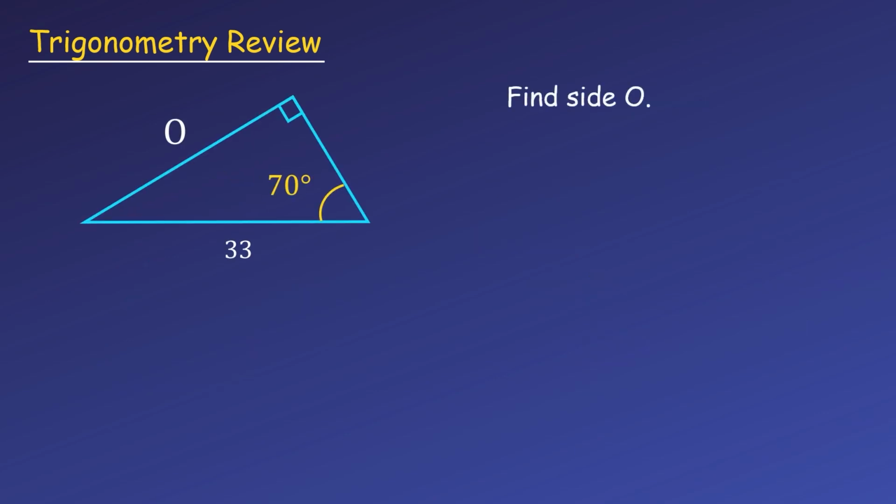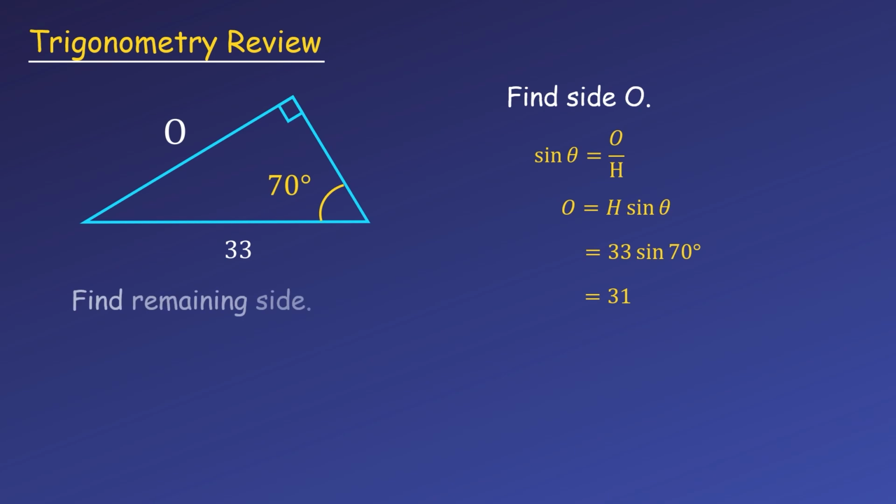For the final triangle, we're again given a side and angle and asked to find the other side. The side we're given is across from the 90-degree angle and is the longest, so it is the hypotenuse. The side o that we're looking for is opposite of our angle. So the trig function that contains a ratio with both the opposite side and hypotenuse is sine, which is opposite over hypotenuse. Solving for o by multiplying by h and plugging in 33 and 70 degrees, we find the opposite side is 31. Now we want to find the remaining side.